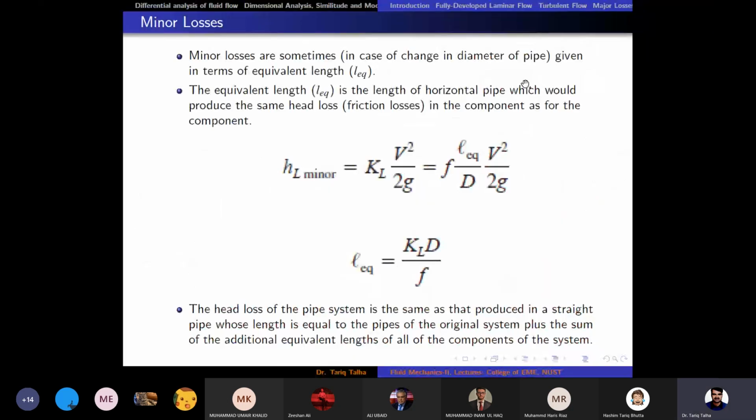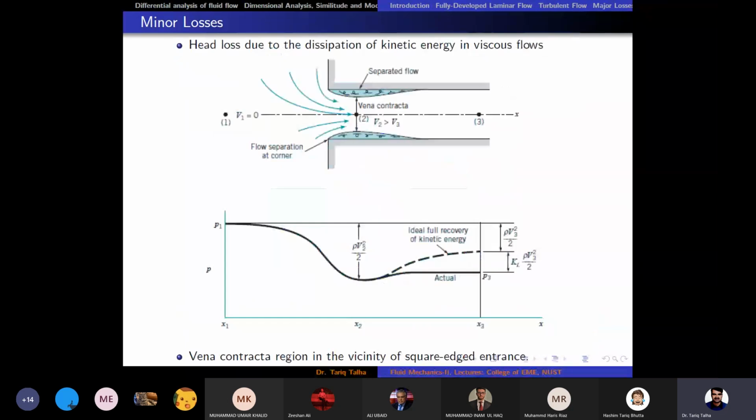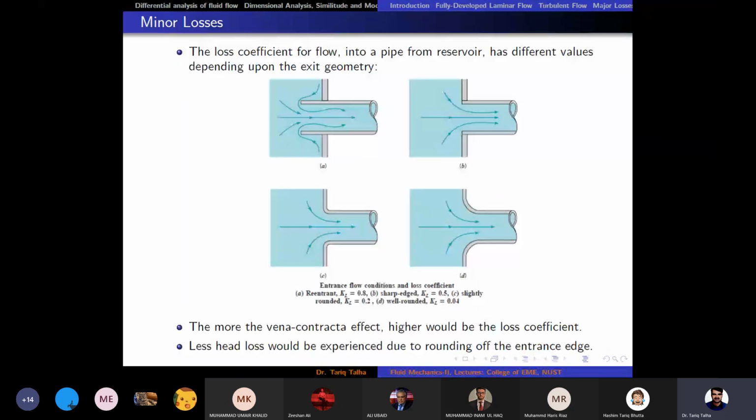So now, having introduced this loss coefficient, we move next towards the values of this KL for different types of components and different types of discontinuities in flow. So the first type of discontinuity of flow is the entrance from a reservoir to some piping system.